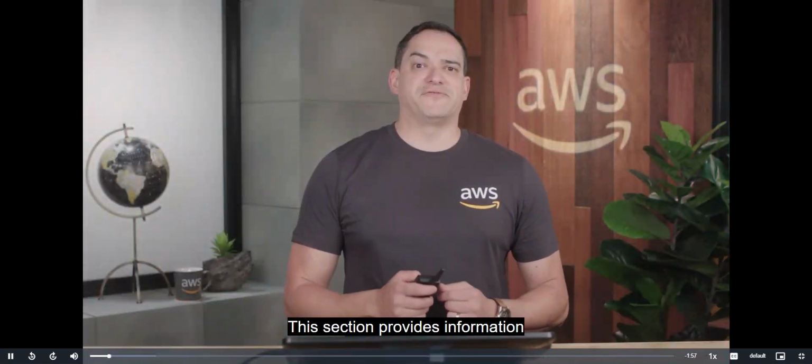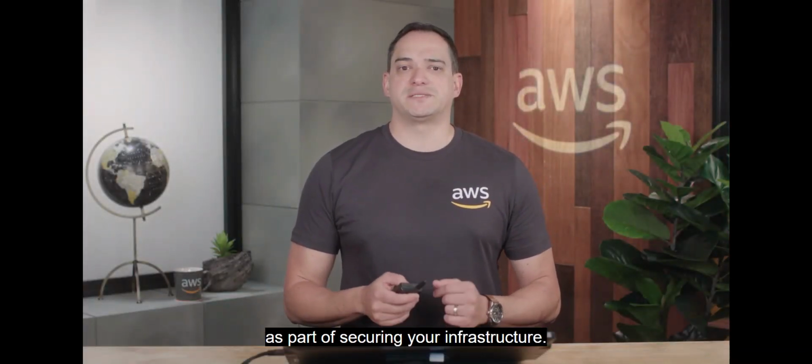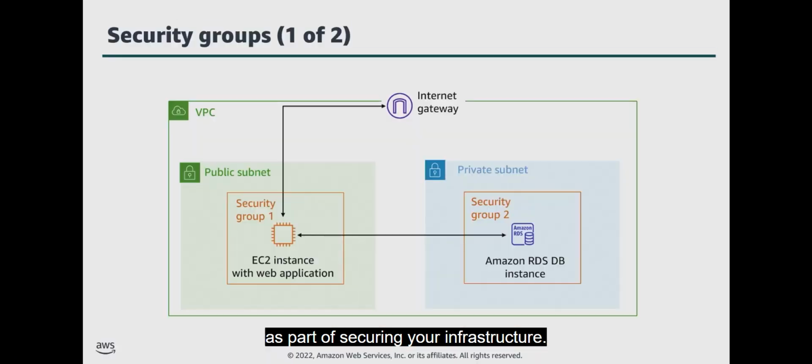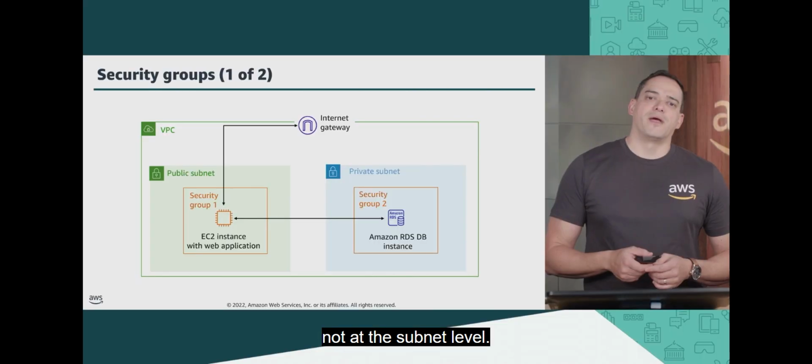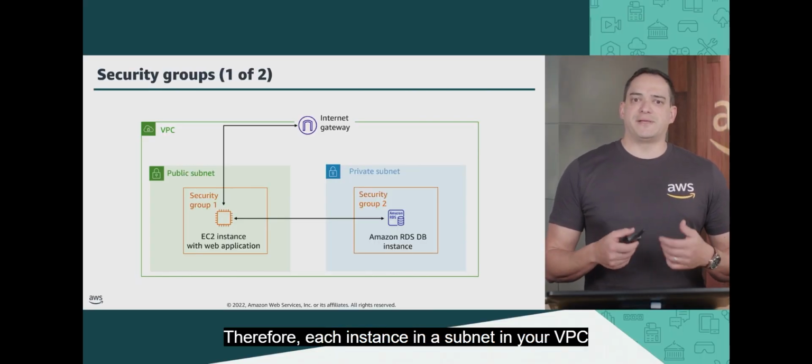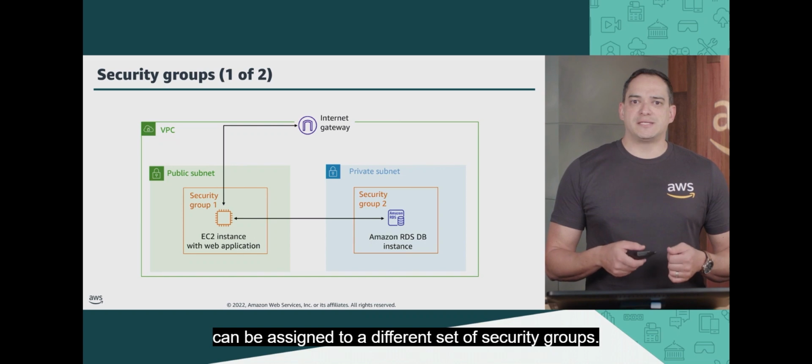This section provides information about using security groups as part of securing your infrastructure. A security group acts as a virtual firewall for an instance, and it controls inbound and outbound traffic. Security groups act at the instance level, not the subnet level. Therefore, each instance in a subnet in your VPC can be assigned to a different set of security groups.